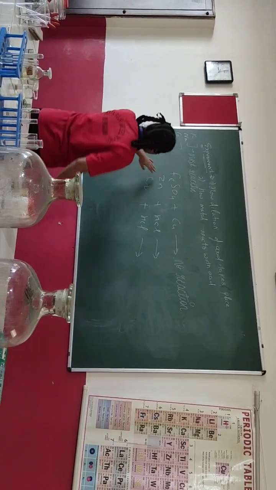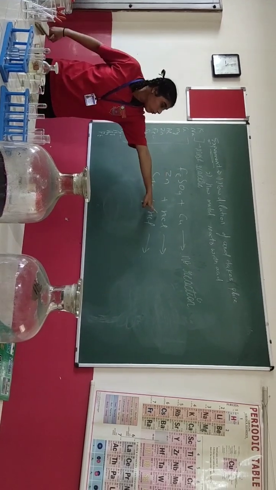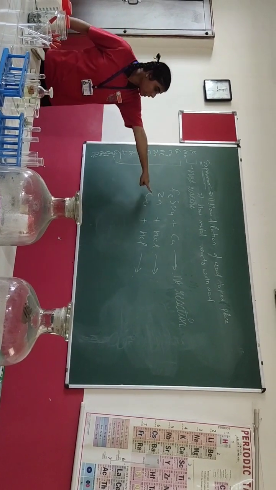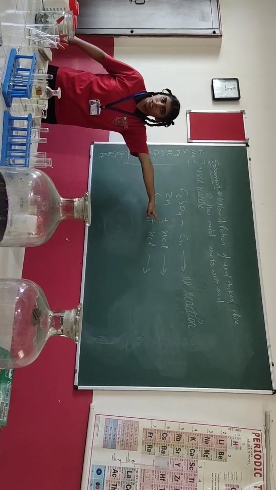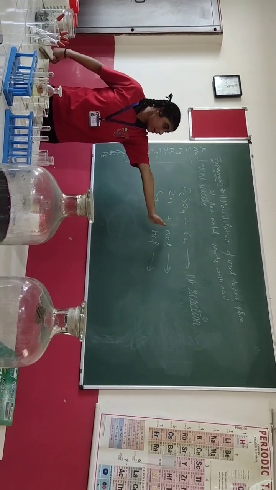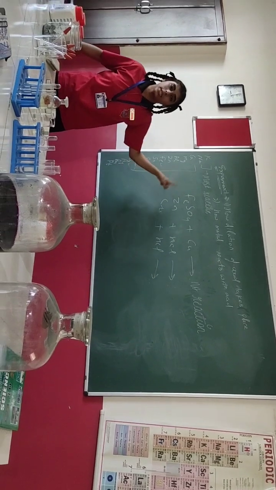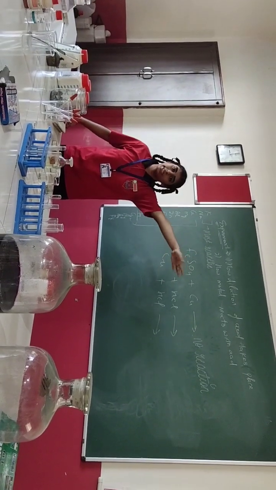The second one is we had taken element zinc along with HCl. Here displacement will take place because zinc is more reactive than hydrogen. So zinc will displace hydrogen from the solution and take the chlorine from here and become zinc chloride, and hydrogen gas will be displaced.